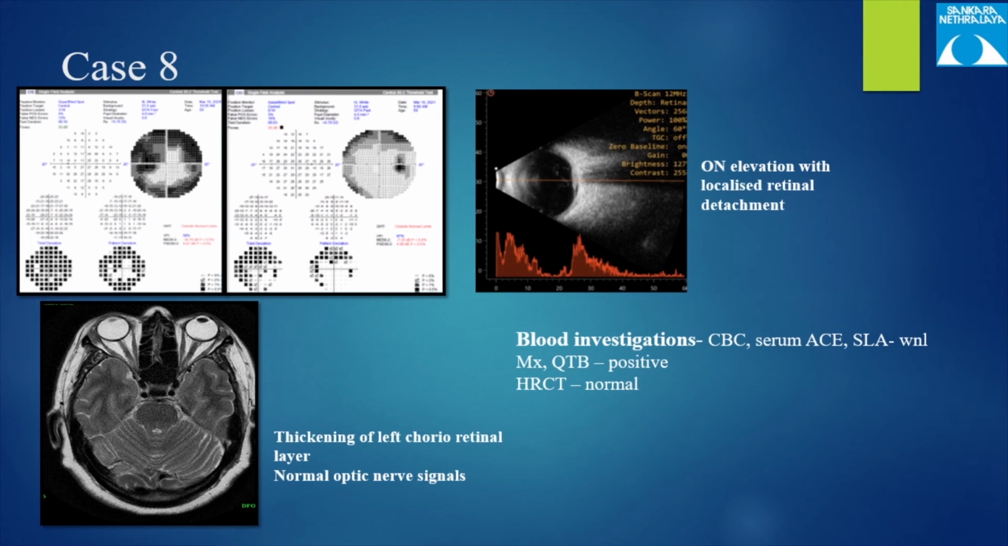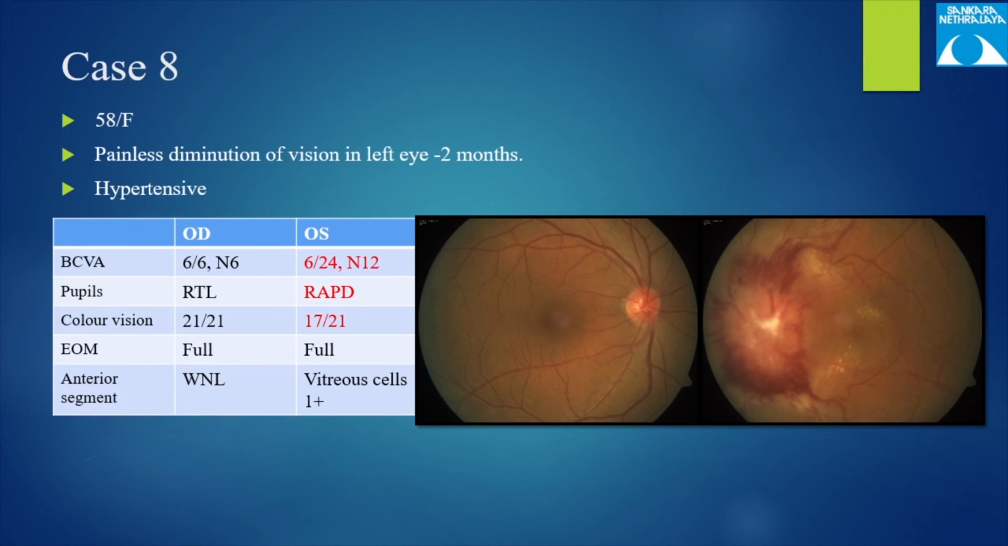MRI was grossly normal, but there was subtle thickening of the chorioretinal layer, meaning the ocular coats were thickened. So the optic nerve signals are normal; only the ocular coats are thickened. Peripheral constriction, gross disc edema, and the optic nerve head showing enlargement. So what do you think this patient could be having? What I wanted you all to think is, in spite of such a dramatic looking disc, her color vision was fairly good, right? So do you think the optic nerve functions are affected very much?